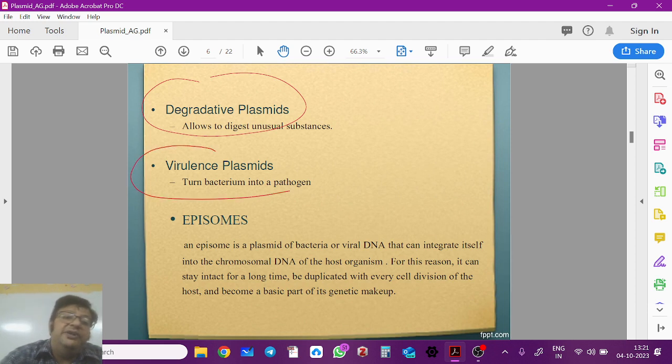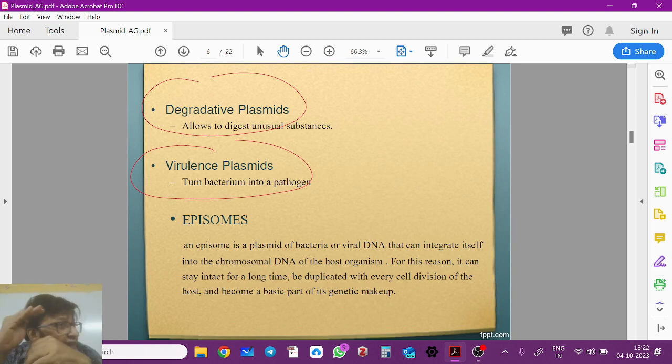Then virulence plasmids. When these plasmids contain certain genes for virulence, the bacteria become a pathogen. Normally, Staphylococcus is a normal bacteria. It lives harmlessly on your skin. But when they have these plasmids, sometimes you can see acne coming out. Acne normally happens in teenagers when they are rich in certain hormones. They can be pheromones or other types of hormones.